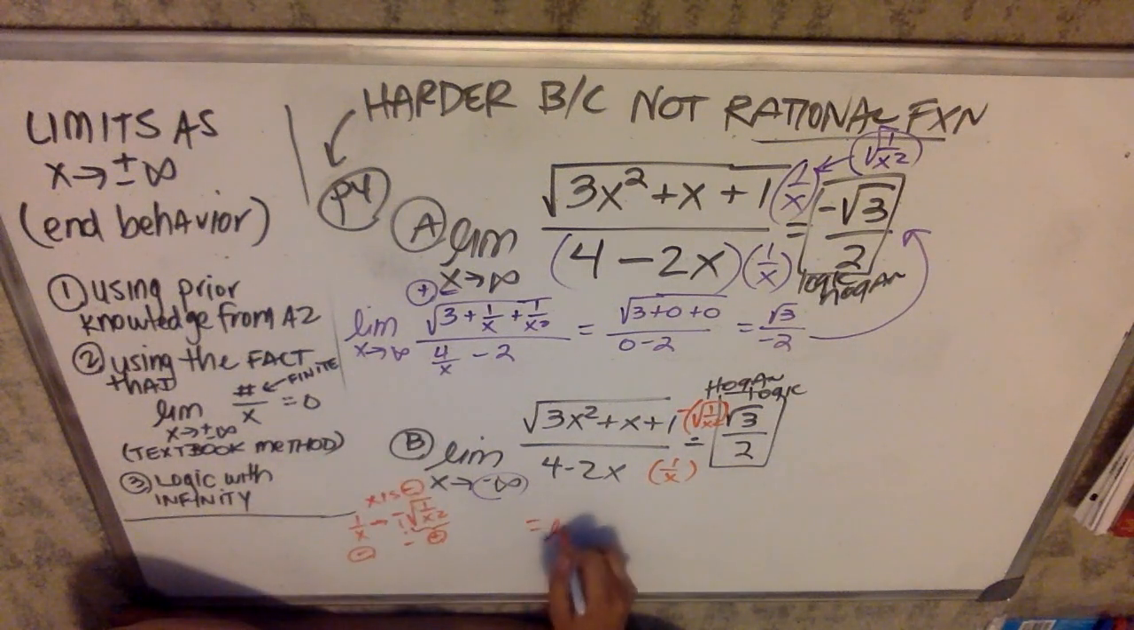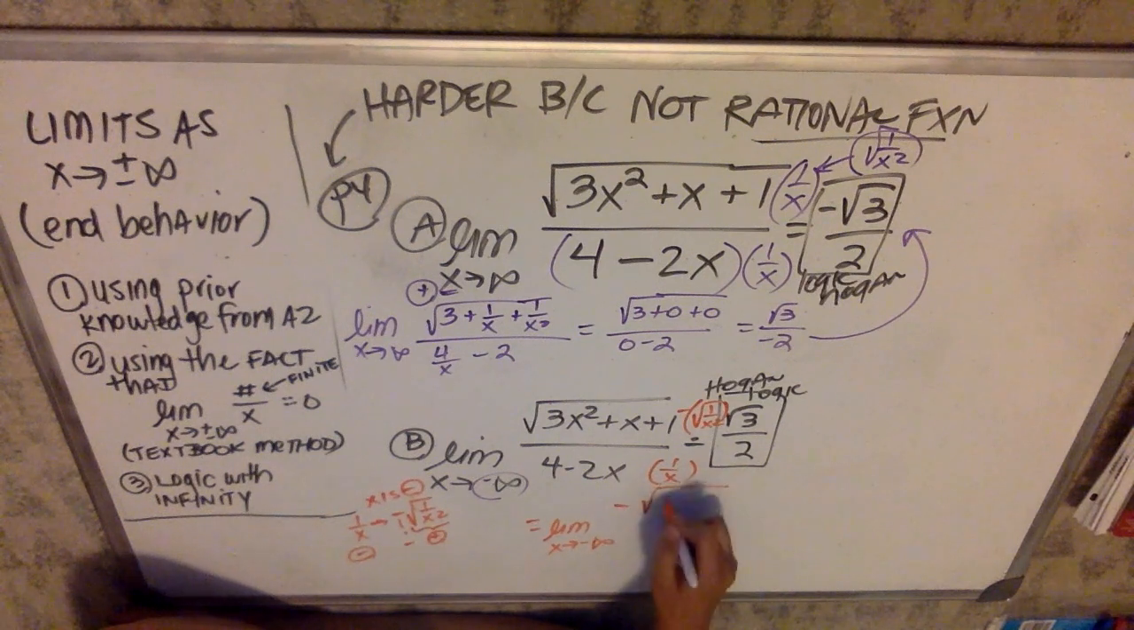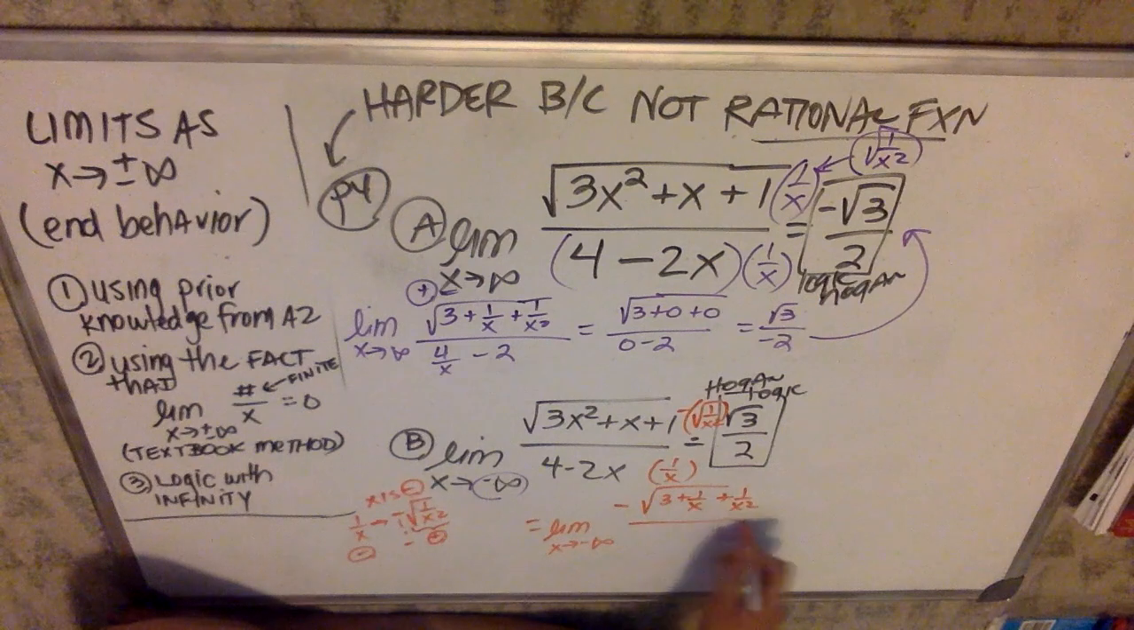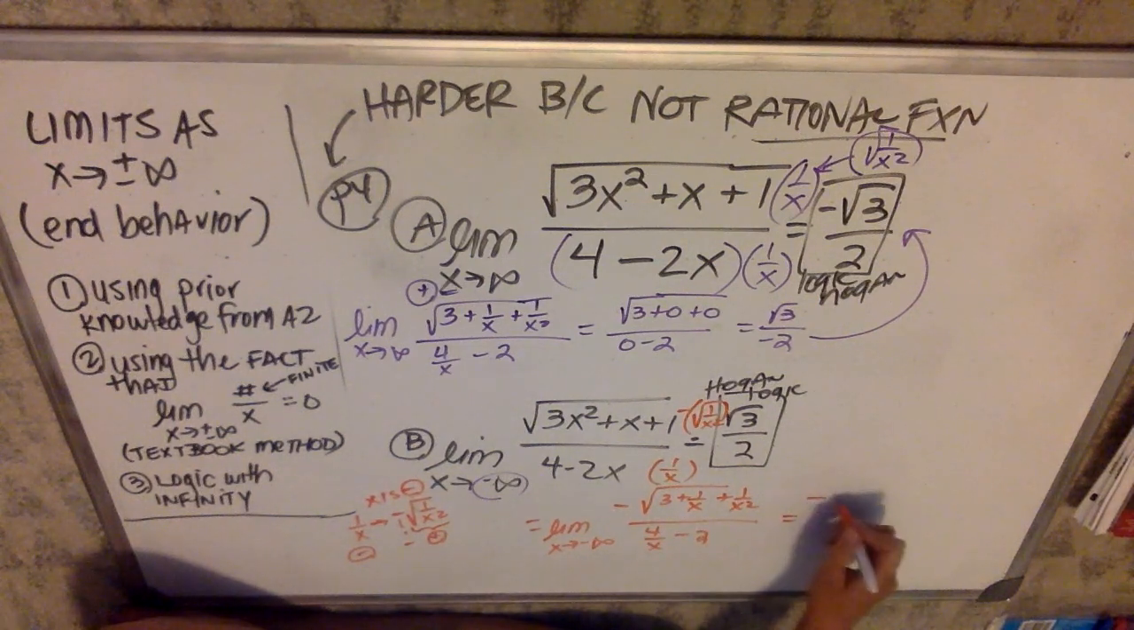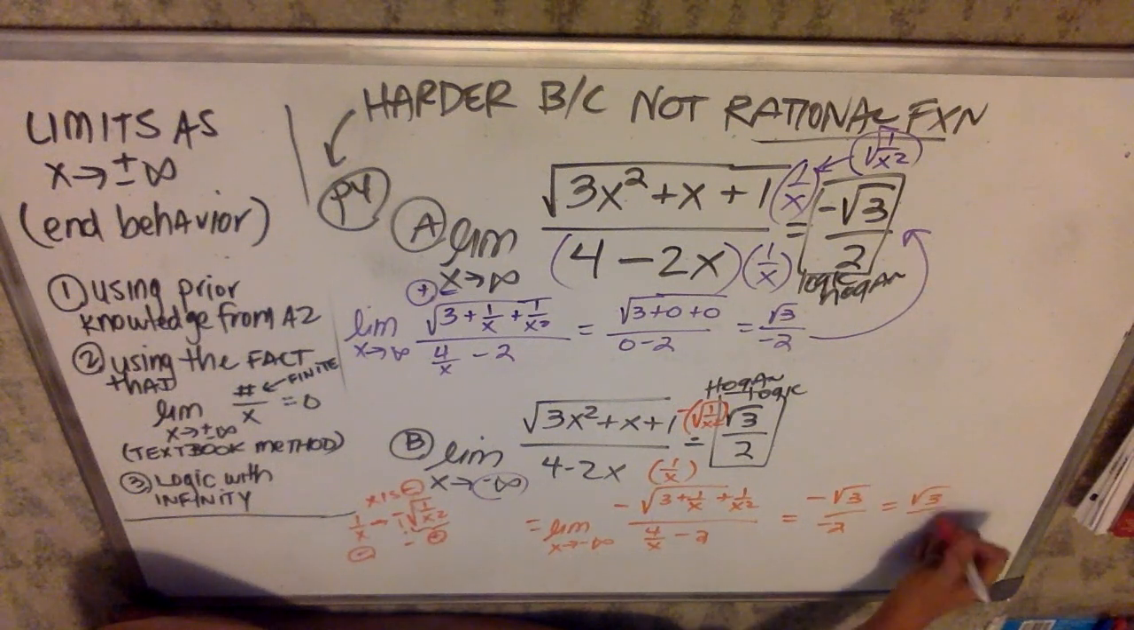So I'm now going to get that this is the limit as x approaches negative infinity of a minus in front of this square root of 3 plus 1 over x plus 1 over x squared all over a 4 over x minus a 2. So now when I plug in, I get negative root 3 over negative 2, which is how I got a positive root 3 over 2.